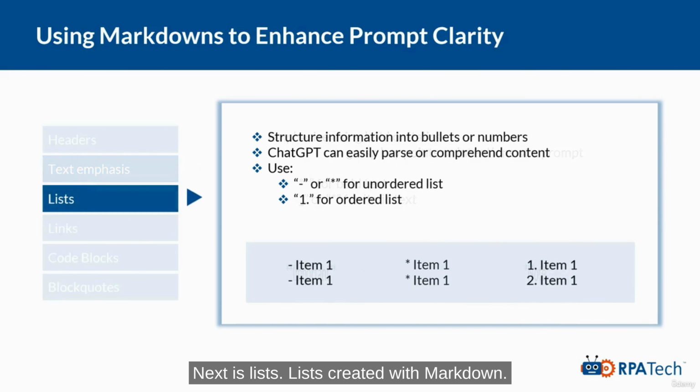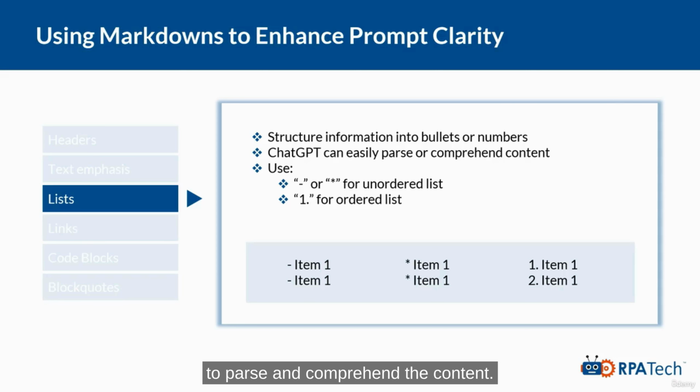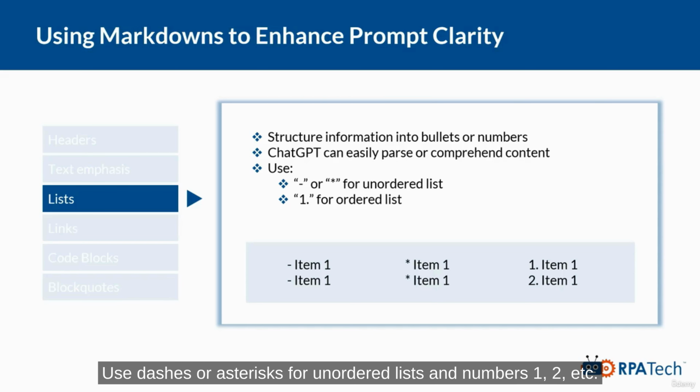Next is lists. Lists created with Markdown improve the readability of prompts by structuring information into bullet points or numbered lists. This format makes it easier for ChatGPT to parse and comprehend the content. Use dashes or asterisks for unordered lists and numbers 1, 2, etc. for ordered lists. The 3 examples shown here are how you can format your prompt.